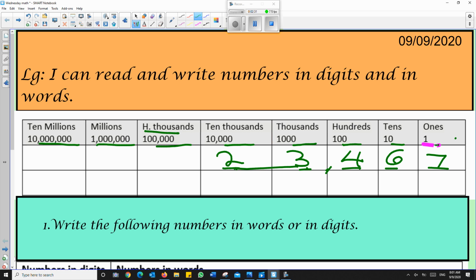And remember that in thousands, we have three digits: the hundred thousands, the ten thousands, and the thousands. All these are thousands. And in millions, we have millions and ten millions. All these are millions. So when I want to read the thousands, I will group them together. These are 23,467.